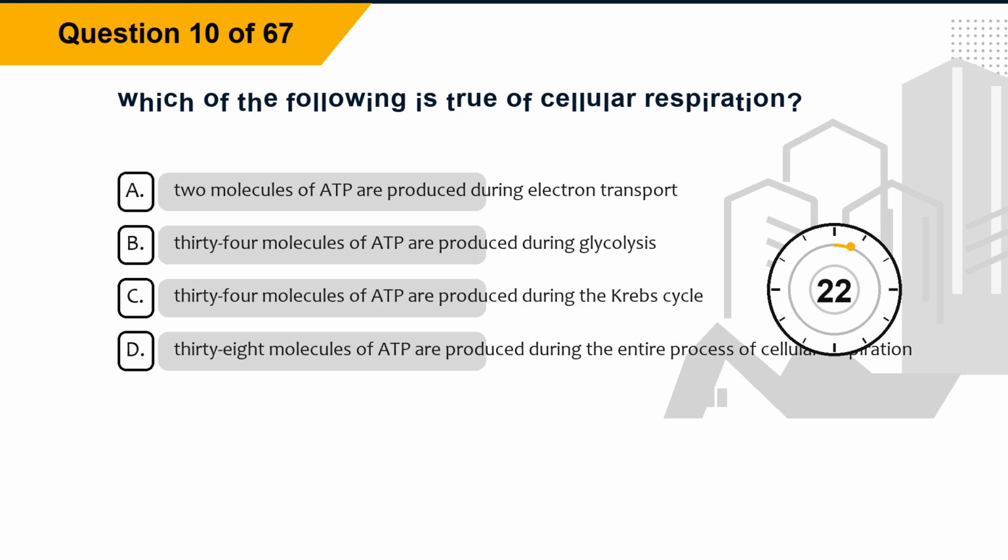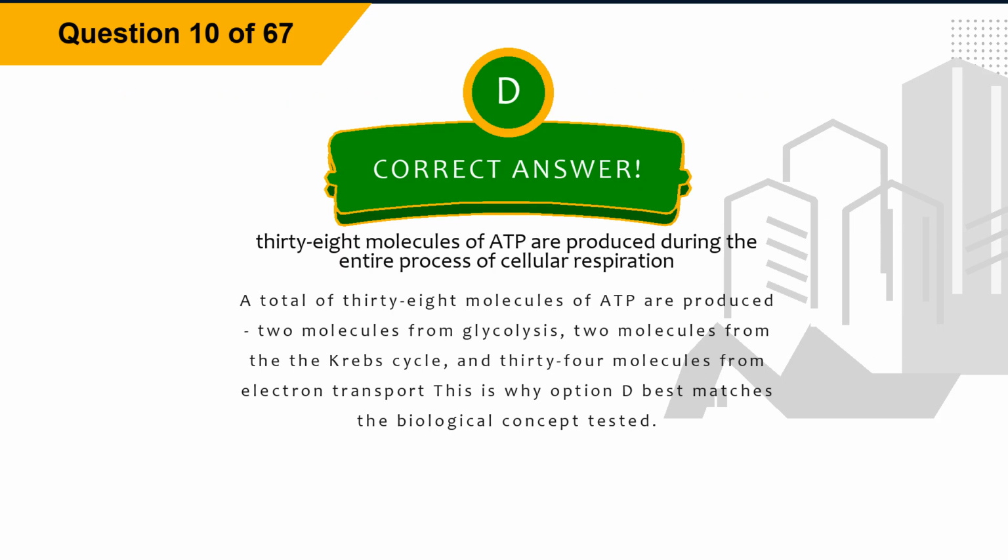Question 10. Which of the following is true of cellular respiration? Option A, 2 molecules of ADP are produced during electron transport. Option B, 34 molecules of ADP are produced during glycolysis. Option C, 34 molecules of ADP are produced during the Krebs cycle. Option D, 38 molecules of ATP are produced during the entire process of cellular respiration. The correct answer is option D. Explanation: A total of 38 molecules of ATP are produced, 2 molecules from glycolysis, 2 molecules from the Krebs cycle, and 34 molecules from electron transport.